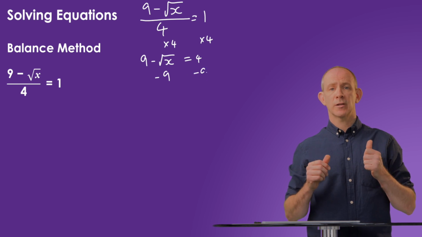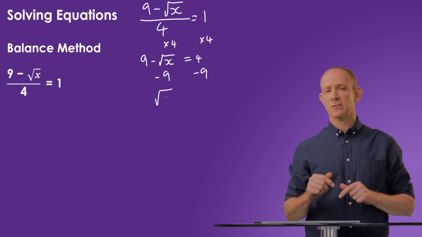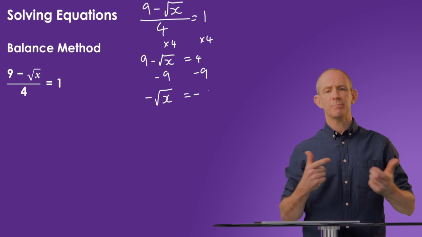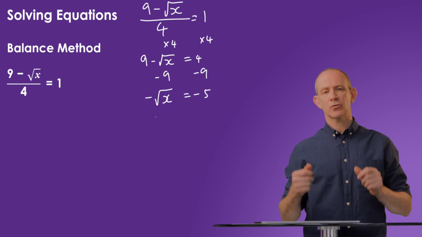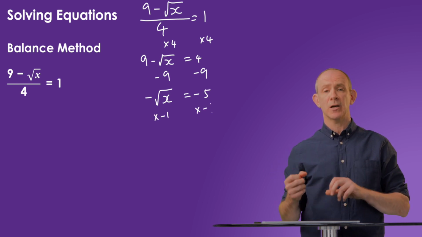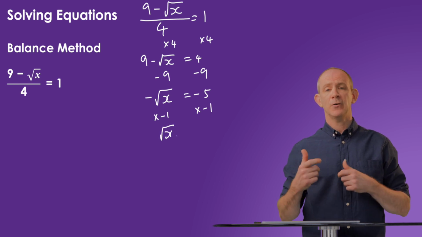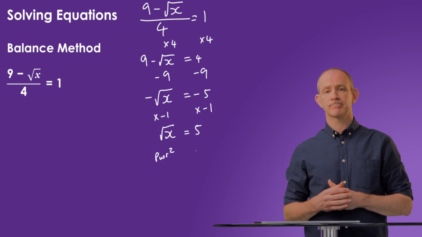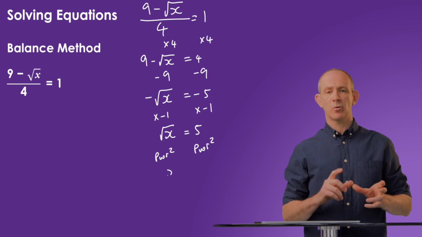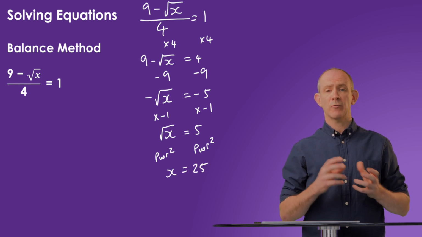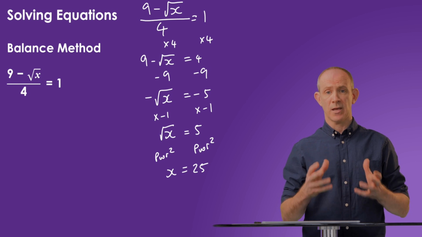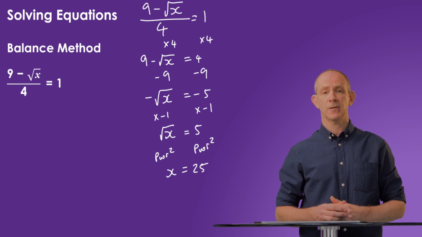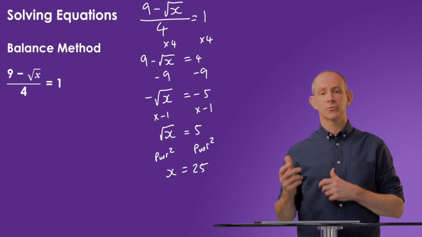So we've got negative the square root of x equals, and then 4 take away 9, it gives us negative 5. Now we have both sides here as being negative. So a trick that we can use to avoid having negative numbers is by timesing both sides by negative 1. If we do that, we end up with the square root of x on the left and positive 5 on the right. Now, the opposite of a square root is the power of 2. So the square root of x times the square root of x will give us x, and 5 to the power of 2, or 5 times 5, would give us 25. So the answer to this question is x equals 25.